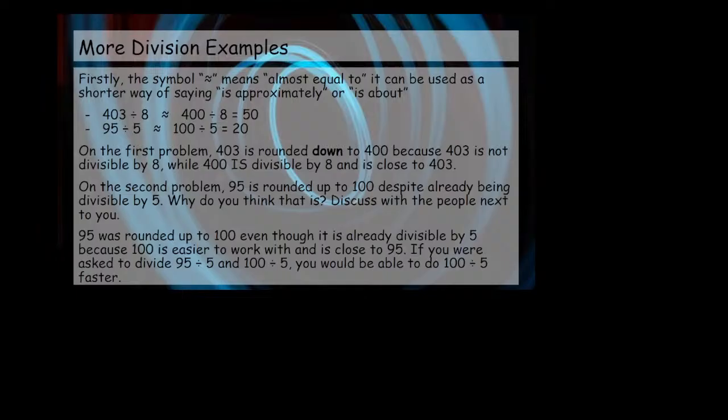So if you were asked to divide 95 divided by 5 and 100 divided by 5, you would be able to do 100 divided by 5 faster because you know that 10 divided by 5 is 2. So 100 divided by 5 must be 20. Therefore, it is easier. However, if you're doing 95 divided by 5, it would take longer to think and it would give you the exact answer, yes. But this is estimation and it's about estimating, not getting the exact answer. So you can do things like that too. Because it was close to 100, we were able to do that.